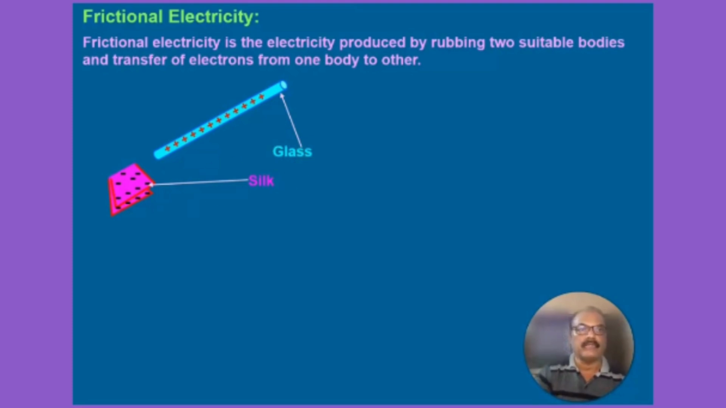You can check it here once again. Glass rod and silk, two pieces here. When it is rubbed, charges are created. This can be checked by using a device which you know from class 10th or earlier classes, that is the gold leaf electroscope. With the help of that, one can see this.